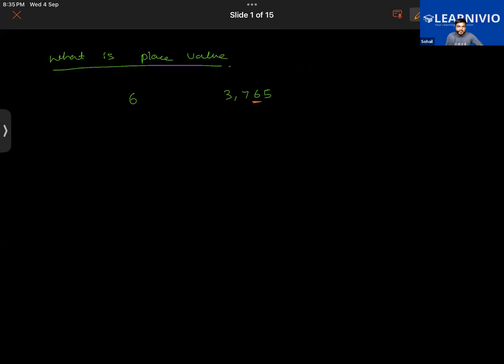If someone were to ask you what is the place value of this digit, you have to look at its position in the given number, where it is located. The place value of 6 here is 60. That is the thing.